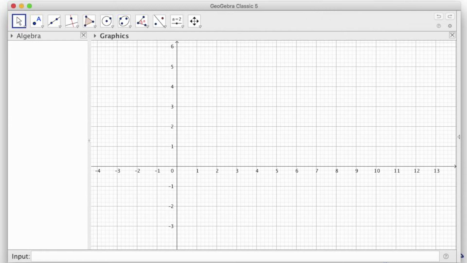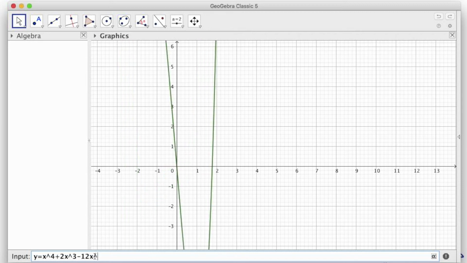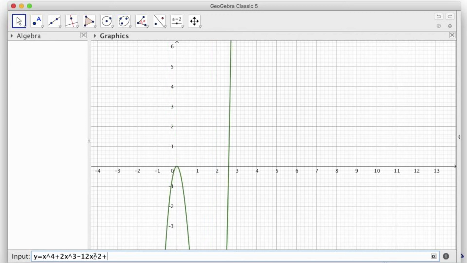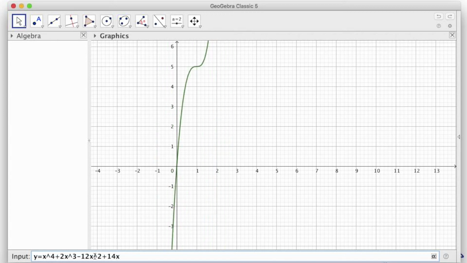And now from your notes, we know we need to graph the following polynomial, so click here on the input bar and type in y equals x to the 4th plus 2x cubed. And if you want these exponent symbols, look at your number key at 6, and you just need to hit Shift 6, and that'll give you that exponent symbol. Minus 12x squared plus 14x minus 5.